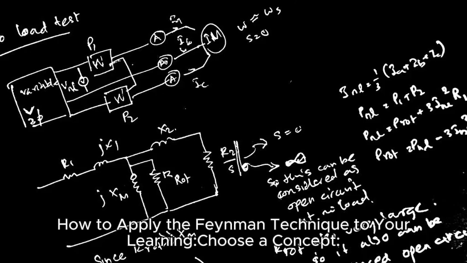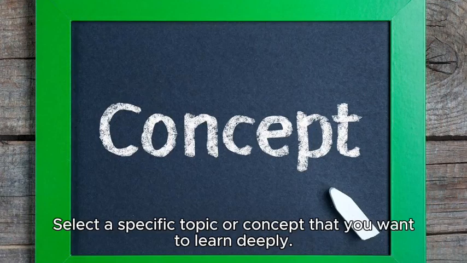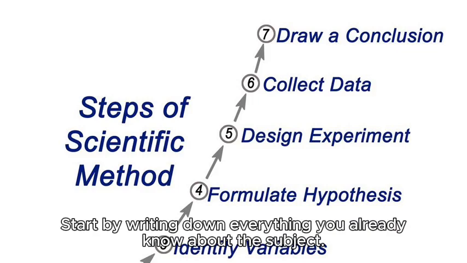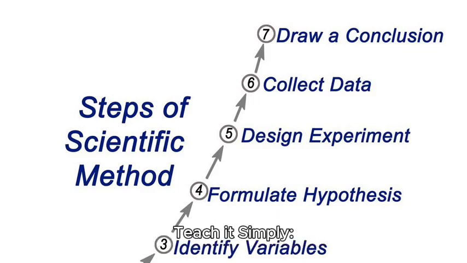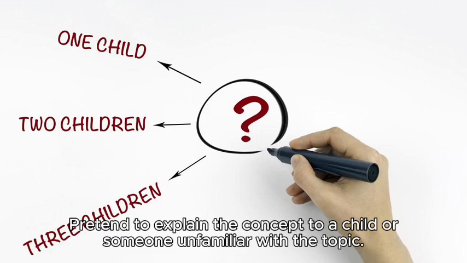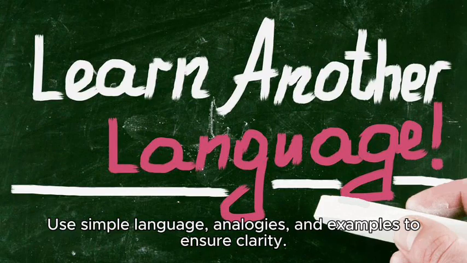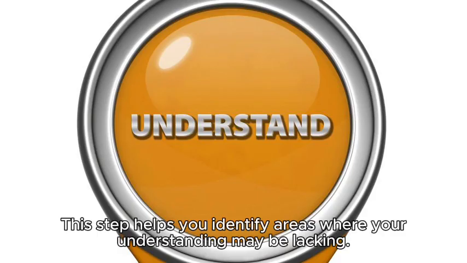Choose a concept. Select a specific topic or concept that you want to learn deeply. Start by writing down everything you already know about the subject. Teach it simply. Pretend to explain the concept to a child or someone unfamiliar with the topic. Use simple language, analogies, and examples to ensure clarity. This step helps you identify areas where your understanding may be lacking.